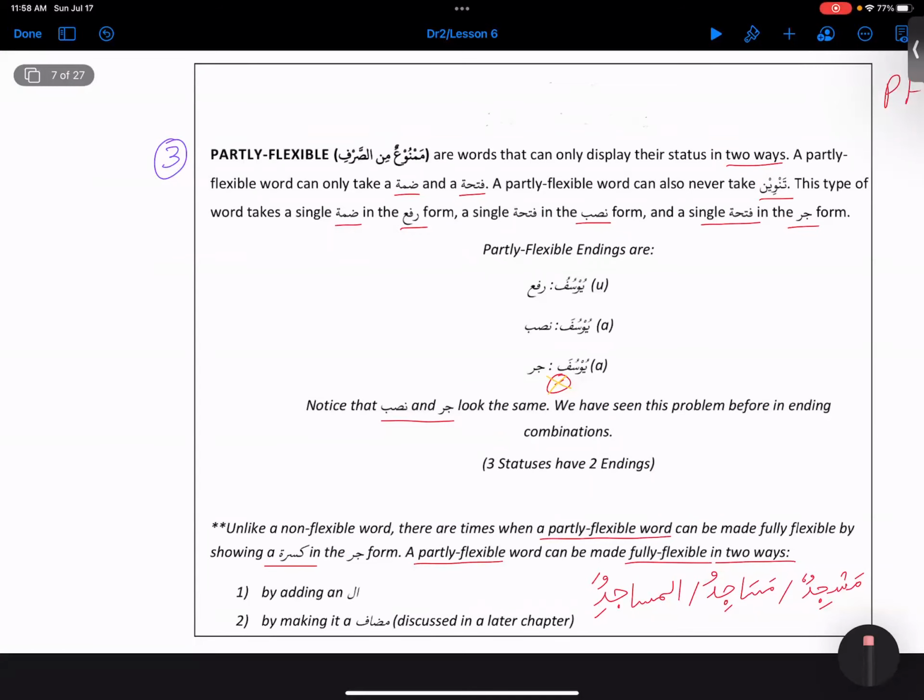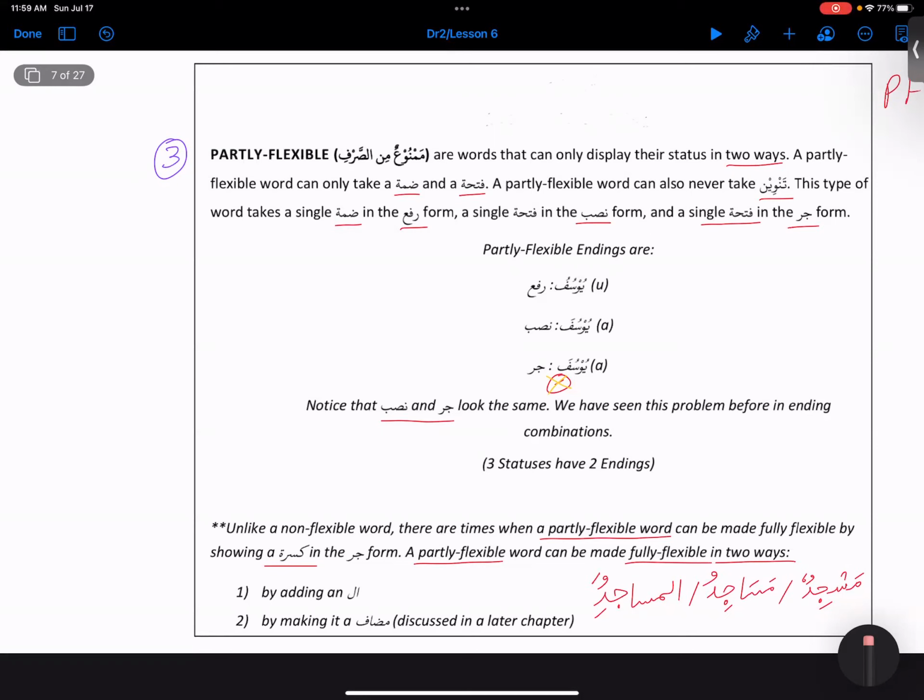If I want to say book of Yusuf, I cannot say Kitabu Yusufi. What should I say? Kitabu Yusufa. Because this fatha is for both Nasab and Jar. So Jar and Nasab are the same for them. So only two statuses it is going to show us.